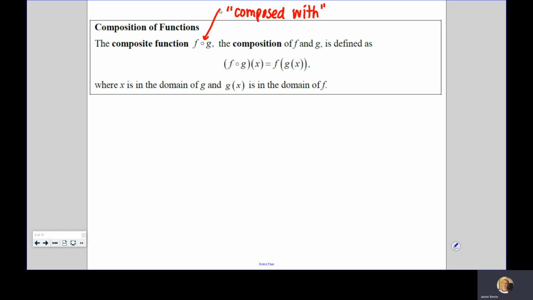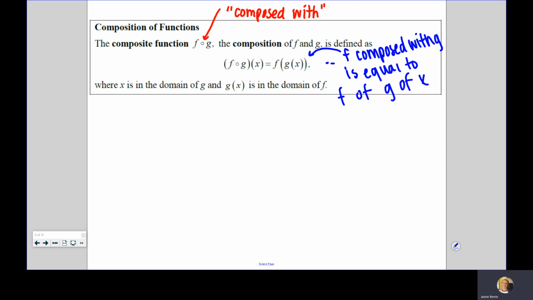all right, so here's how I would read this. I'm gonna write it off to the side. F composed with g is equal to f of g of x. All right, so f composed with g is equal to f of g of x.